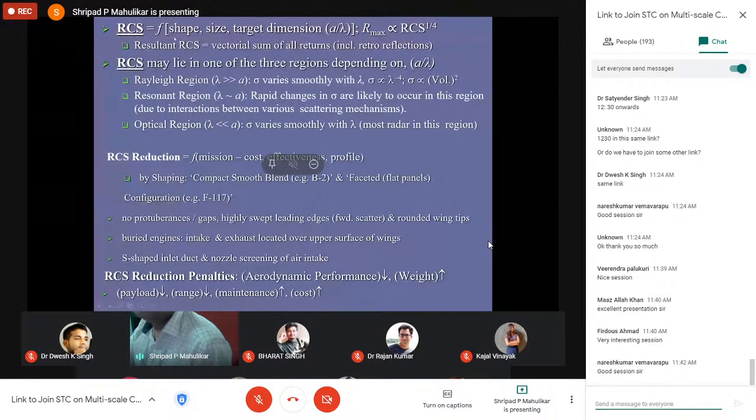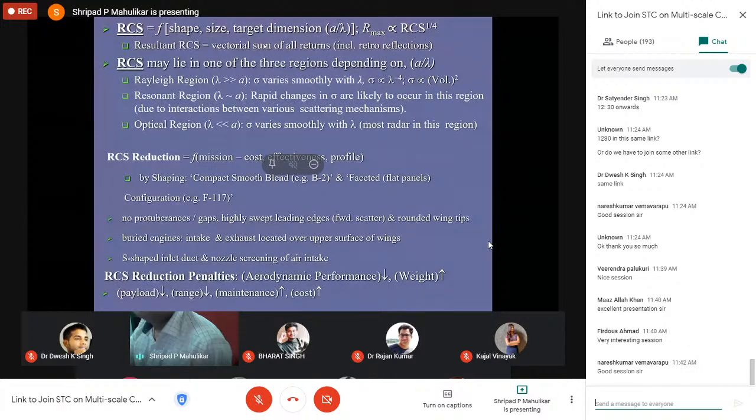So RCS, by now, I think based on the discussion, is a function of the shape, the size, and the target dimension to the wavelength. And as we have seen from the radar range equation, radar range is proportional to the 1/4 power of RCS. The resultant RCS is a vectorial sum. Vectorial sum would mean, I may just clarify, that phase matters.